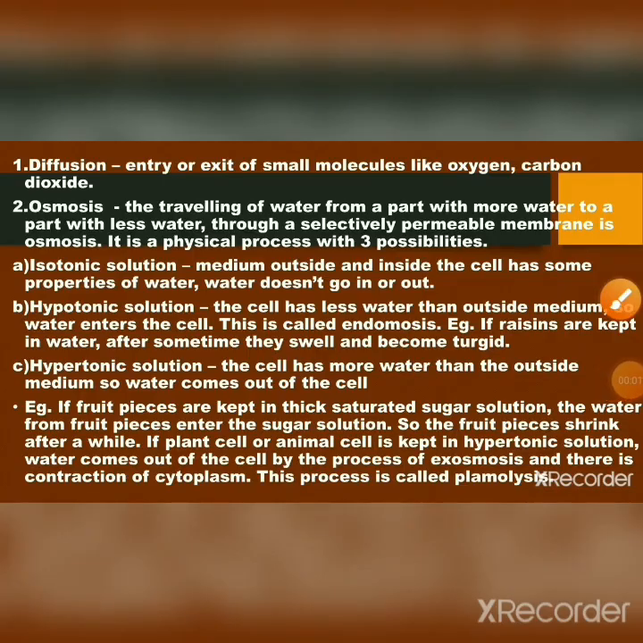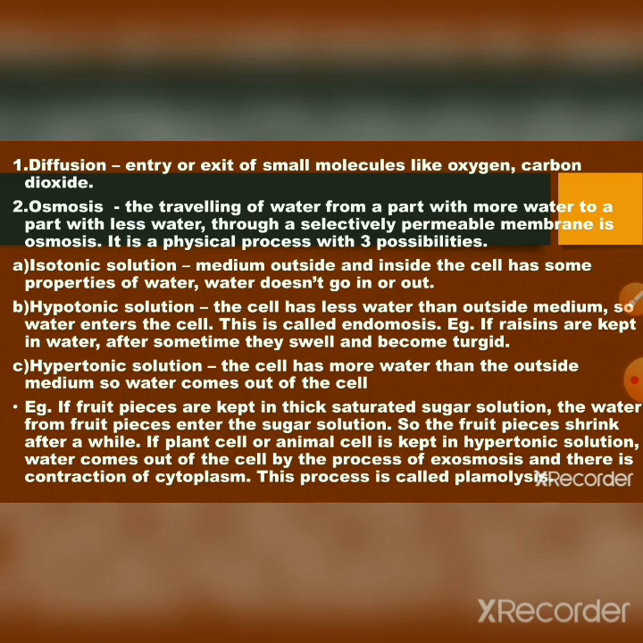Processes that don't consume cellular energy: diffusion, entry or exit of small molecules like oxygen and carbon dioxide. Osmosis: traveling of water from a part with more water to a part with less water through a selectively permeable membrane is osmosis. It is a physical process with three possibilities. First is isotonic solution. Medium outside and inside the cell has the same proportion of water. Water doesn't go in or out.